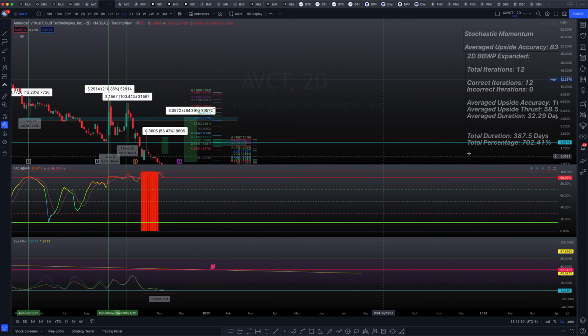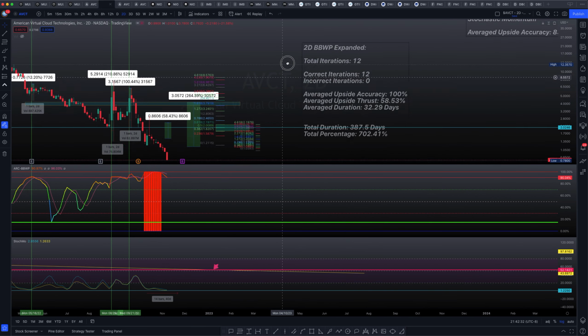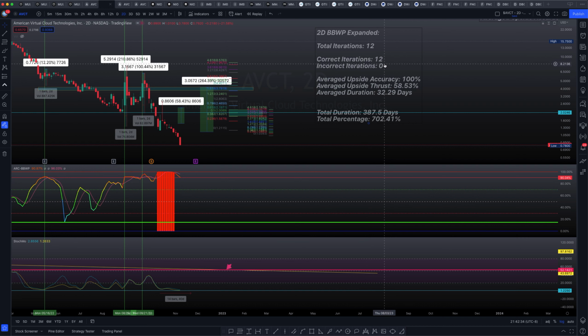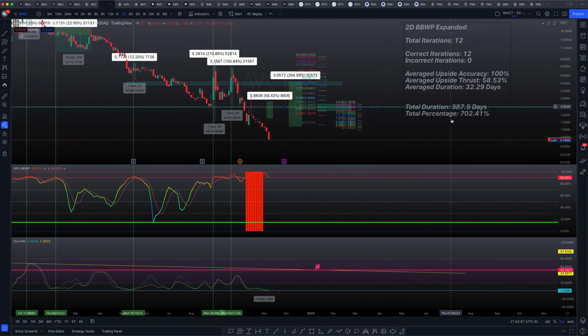So based on that criteria, you guys, we actually have a total of 12 iterations, and out of those 12, 0 were incorrect. This is very rare. We're getting an upside of 100% accuracy with an average upside thrust of 58.53% over the span of just over a month. So, and this is proof of work right here.